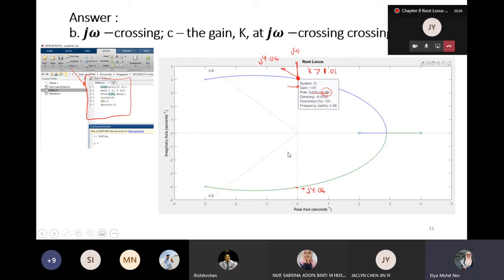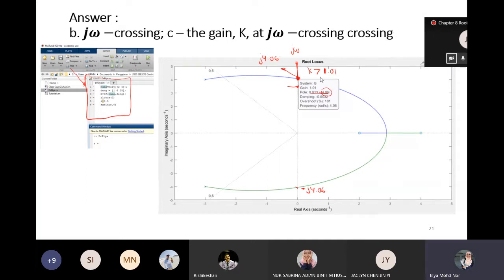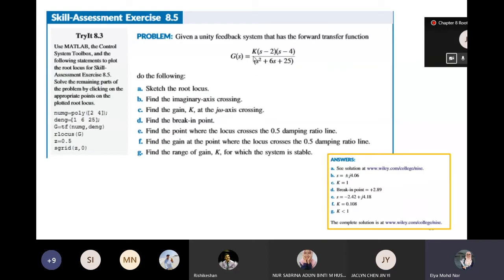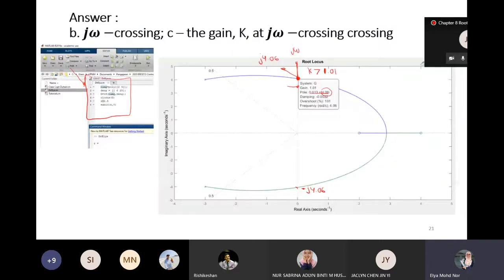So that is part b. We are able to get the j omega crossing, which is 4.06, and we are able to answer part c also. At 4.06 here, the gain K is 1.01. So we need to make sure that we control our K between 0 and 1.01, which is a very small range that we need to look after.